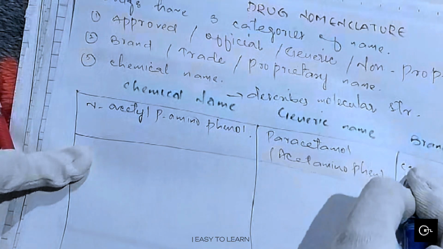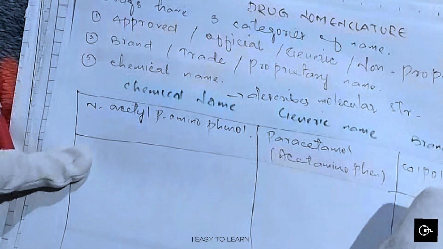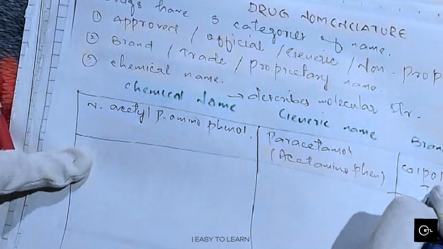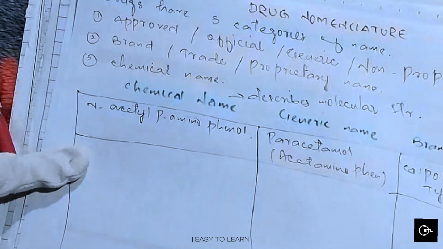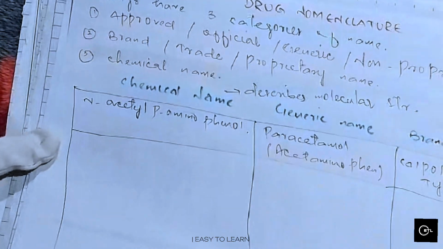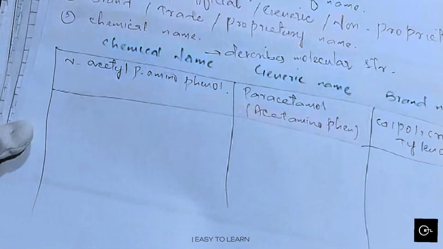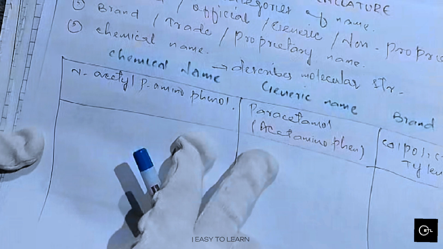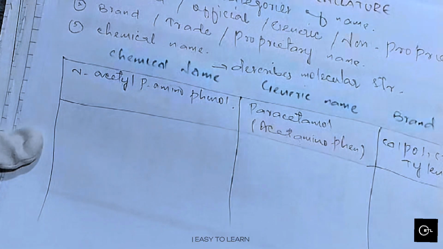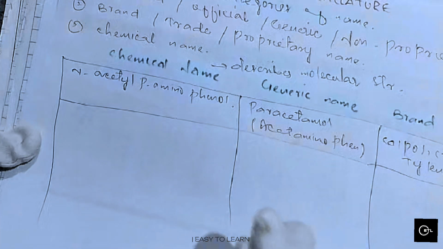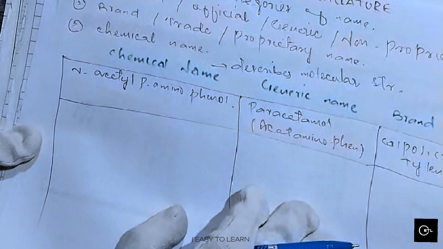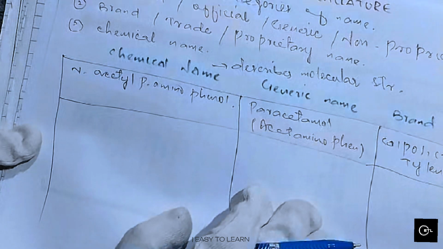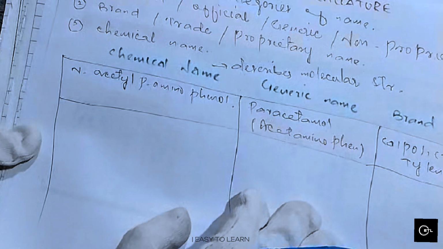Okay, then its brand name will be Calpol, Crocin, Tylenol. So here we have an example of a drug. Here it's an acetyl P-aminophenol. Its generic name is paracetamol and its brand name is Calpol, Crocin and Tylenol, the three brand names of this drug. So it is under the NSAIDs. It's a non-opioid pain reliever and fever reducer. Actually, whenever you feel fever or pain, you can try this.